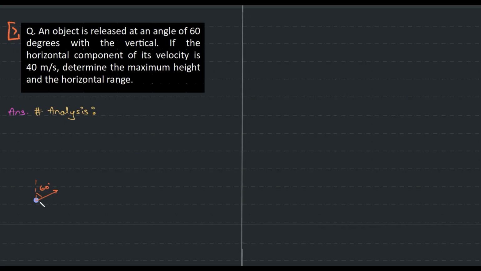So this horizontal component turns out to be 40 meters per second. Okay, determine the maximum height and so on and so forth. So this will be my vertical component. That also we can figure out. We can figure out pretty much everything. We have everything over here. And this is g is equal to 10 meters per second squared. Okay, how do we go on doing this?